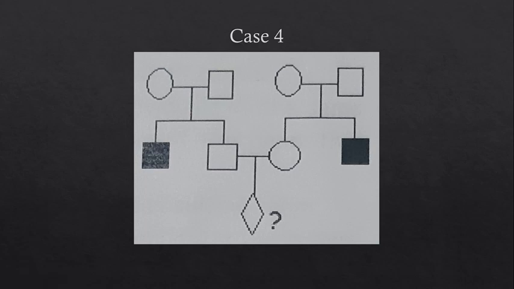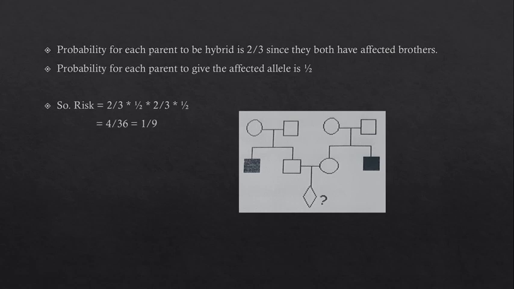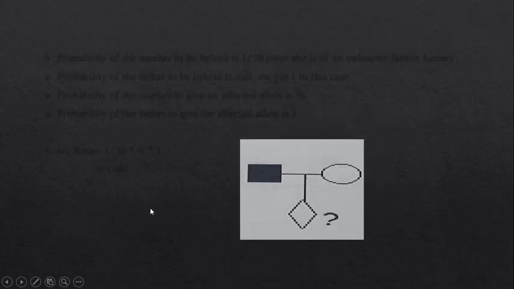Fourth case. This is a case in which both parents appear to have a diseased brother. So in this case, the probability is supposed to be 2 over 3 for both of them to be hybrids, since they both have affected brothers, times the probability to give the affected allele for both of them to be 1 over 2. This is how we calculate the risk, and it is going to give us a result of 1 over 9 for this couple to have an affected child.